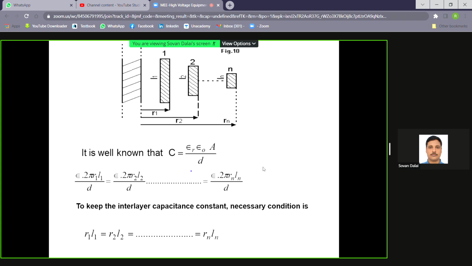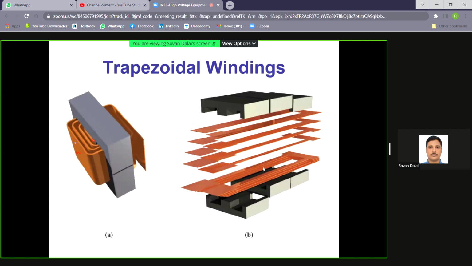If you design a particular winding or particular turns of the winding with the same insulating material, epsilon R is constant and epsilon 0 is constant. So C is basically governed by the overlapping area A and the distance D, and generally the overlapping area of the outer layer will be more than that of the inner layer. So in the trapezoidal winding, the outer layer capacitance will be more compared to the inner layer.